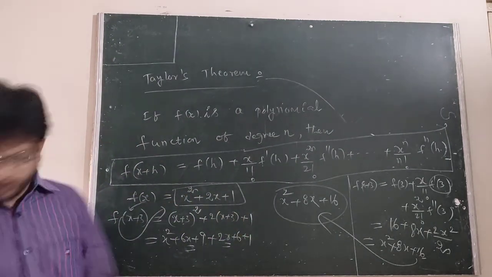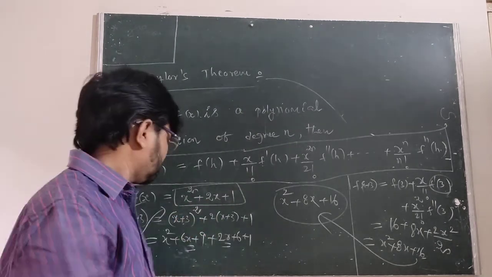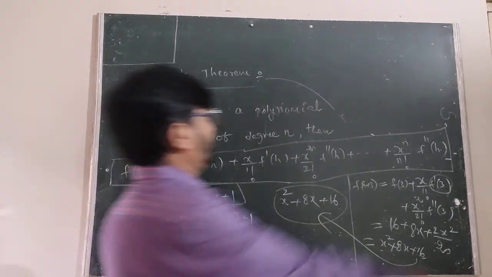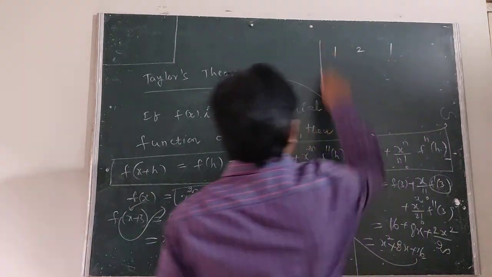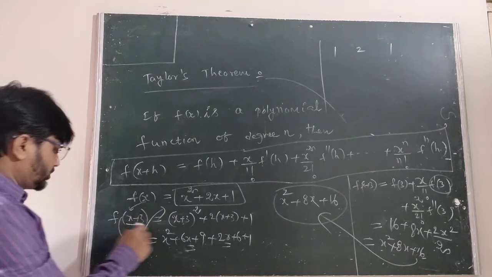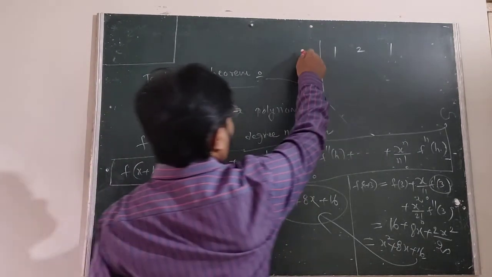Here we are taking the expression x square plus 2x plus 1. Therefore, the coefficients are 1, 2, 1. So now we are taking f of x plus 3. Therefore, now here taking the 3.